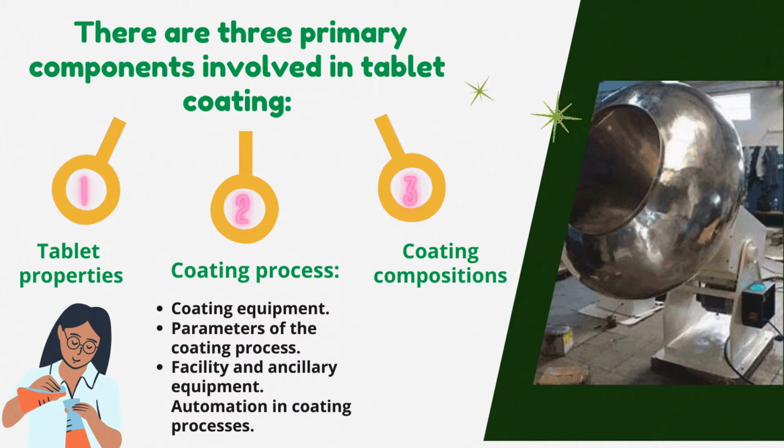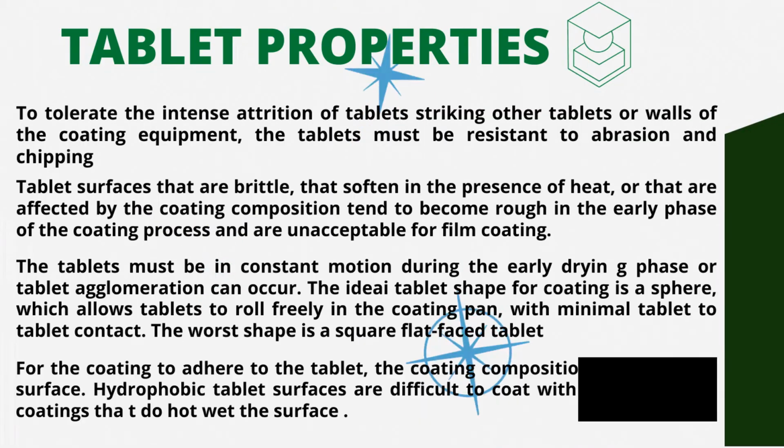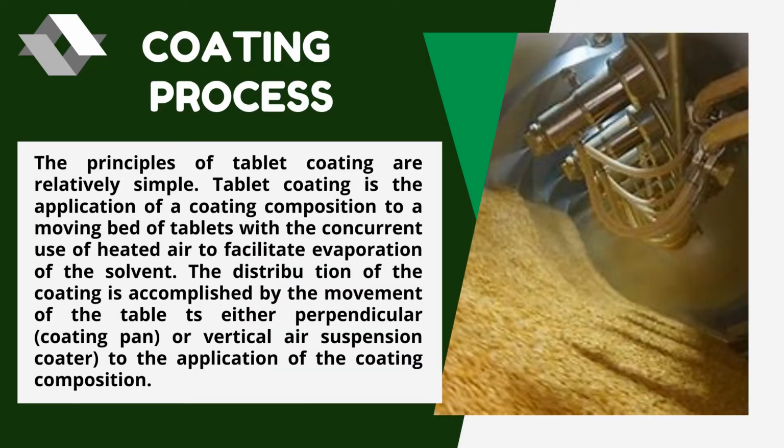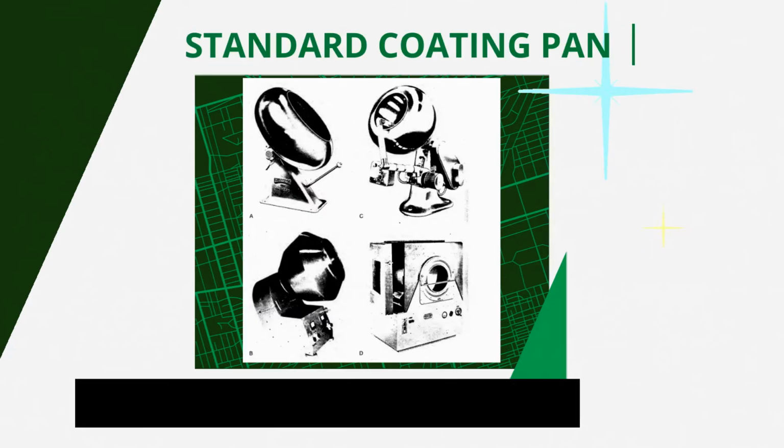So basically there are three components involved in the coating process. First, you need to understand the tablet properties. Then you need to understand what kind of coating process you are going towards, the selection of the coating equipment and coating compositions. So my dear students, there is a wide range of options available these days where you can select any kind of the coater. For that you need to understand the standard coating pan, or for better drying you can have the perforated coating pan or fluidized bed coater where the tablets are basically suspended in the air and the coating process takes place there only. So it has the best type of the drying process.